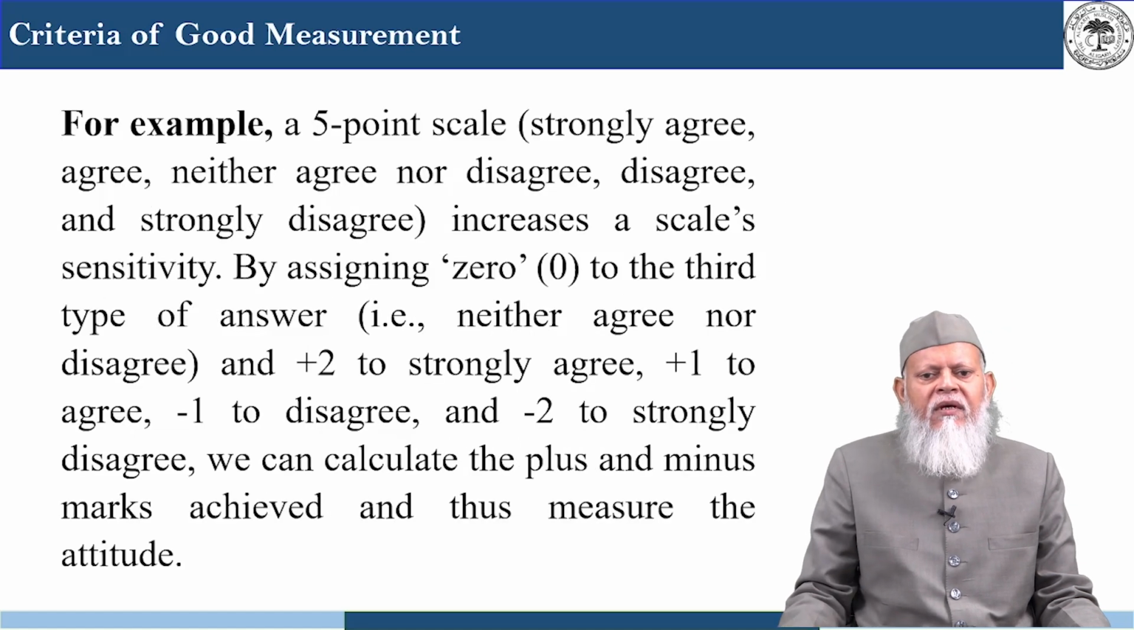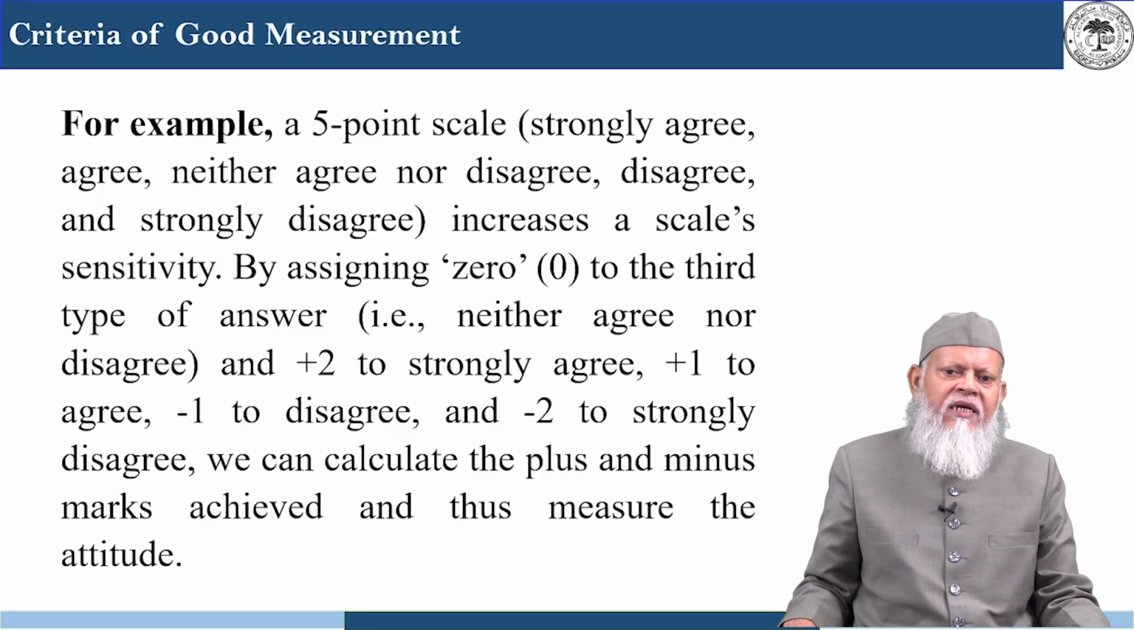So that it captures the sensitivity. For example, a 5-point scale, strongly agree, agree, neither agree nor disagree, disagree and strongly disagree, increases a scale's sensitivity by assigning 0 to the third type of answer, neither agree nor disagree, +2 to strongly agree, +1 to agree, -1 to disagree, and -2 to strongly disagree. We can calculate the plus and minus marks achieved and thus measure the attitude.